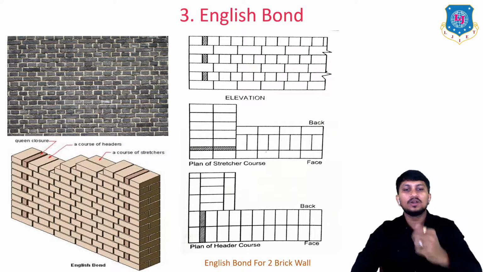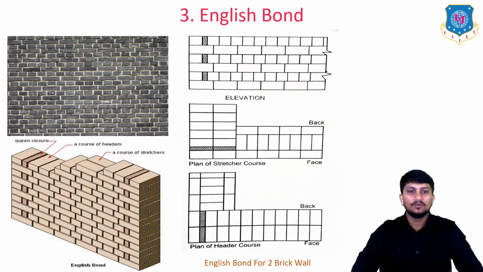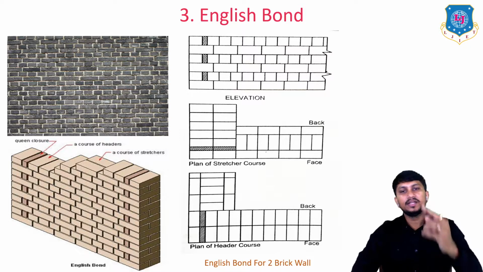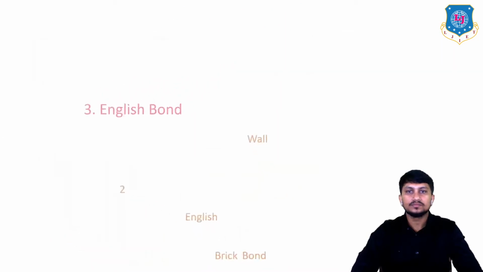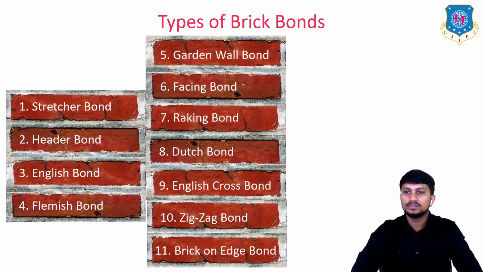This is the English bond for two brick wall, where the thickness of the wall is two bricks. The stretcher layer is laid as per the plan of the stretcher course, and the header layer is placed like the plan of the header course. If you lay the bricks like this plan, you can easily make English bond for two brick wall. That's all about the English bond.